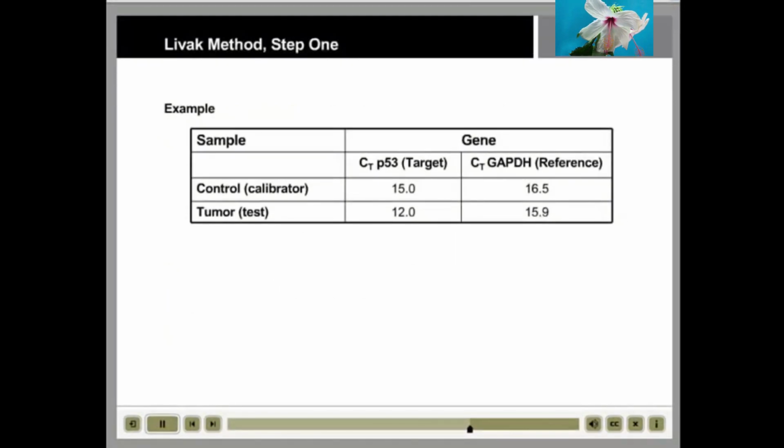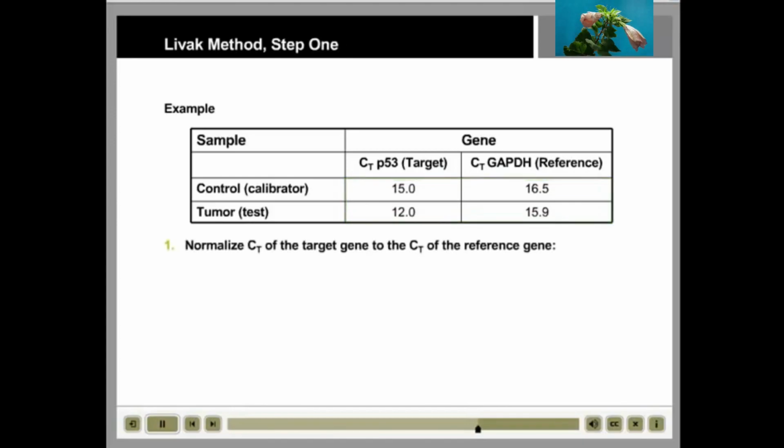In this example of the Livak method, we examine the CT values for the target gene, p53, and for the reference gene, GAPDH. We examine the expression levels of these genes in a control sample, which is the calibrator, and in a tumor sample, which is the test sample. The CT values for each gene and for each sample are entered into the table.